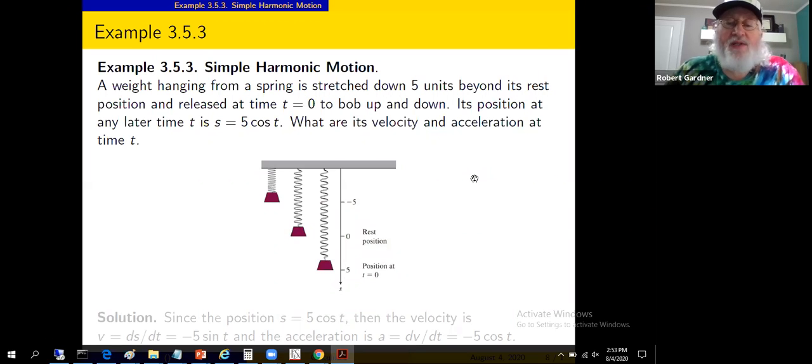This one has one little oddball characteristic. Here's the s-axis, and notice it points down, so that's a little weird. It's a little odd way to apply this, but that's how they've set it up. And their story is that this mass hangs on the spring, and if you leave it alone, it'll hang down here at an s value of 0. They've stretched it down 5 units, so they've grabbed hold of it, pulled it down 5 units, stretching the spring, and then they release it, and then it just bobs up and down, as they say.